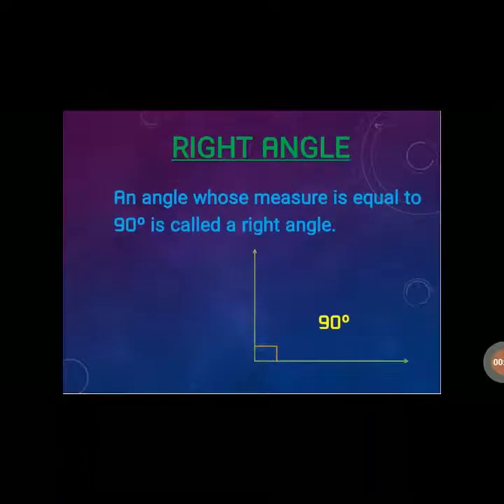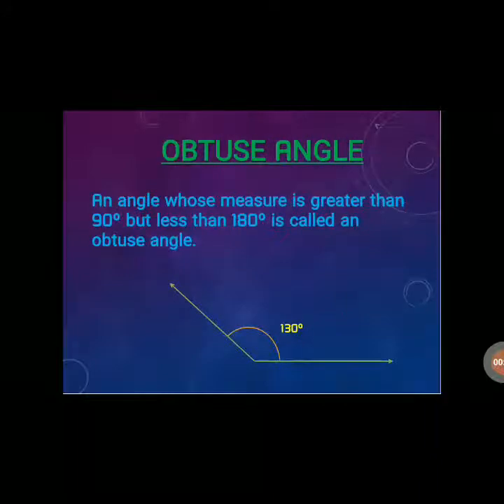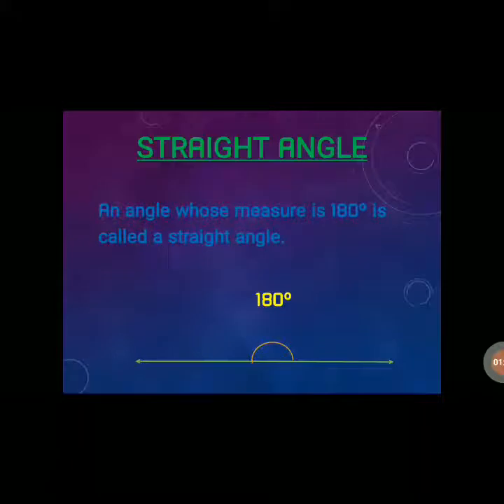Next is right angle. An angle whose measure is equal to 90 degree is called a right angle. 90 degree angle you can see on your screen. Next is obtuse angle. An angle whose measure is greater than 90 degree but less than 180 degree is called an obtuse angle. An angle of 130 degree is an example of obtuse angle.